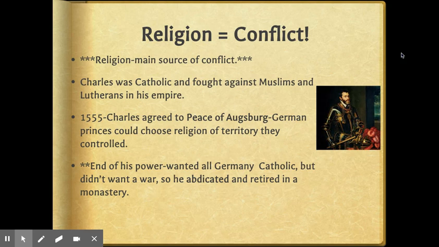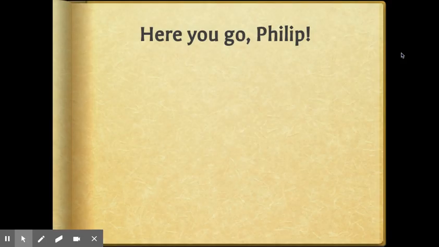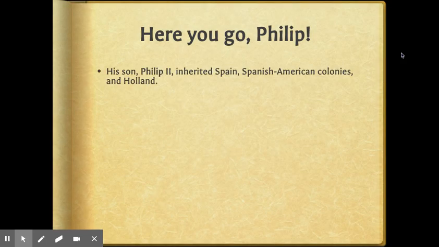And so ultimately, because his goal was to have this German Catholic state and he was unsuccessful, he winds up abdicating his throne, like quitting. Abdicate means to quit. He was king and he said, I quit, and he ran away and became a monk in a monastery. So now that means that his son Philip is going to have to take over. So Philip is going to take over all the colonies that his dad was in charge of.